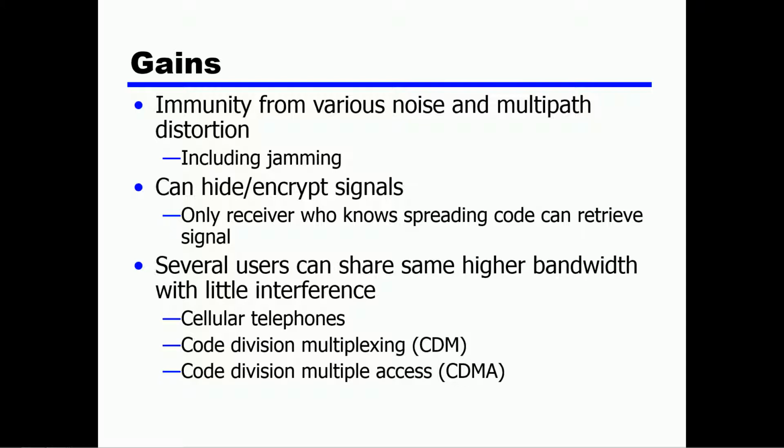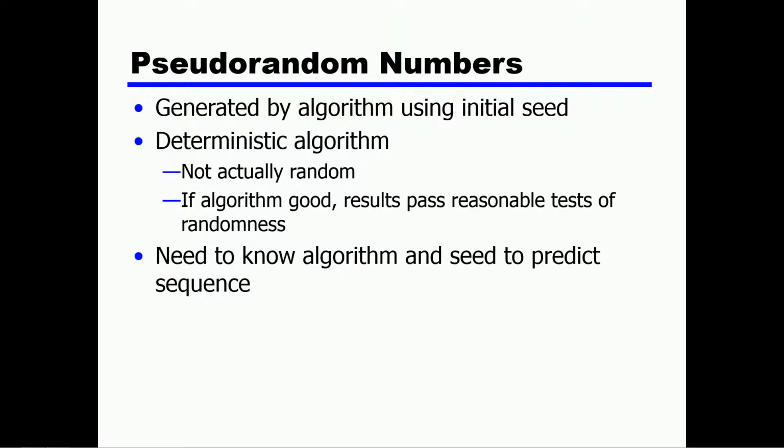So the next thing is, what are pseudo-random numbers? So how do we get that random channel? It actually is generated by an algorithm using an initial seed, in our receiver. It actually is not truly random. It uses a deterministic algorithm, so it's not really random. That way we can actually use this type of algorithm to predict sequencing.